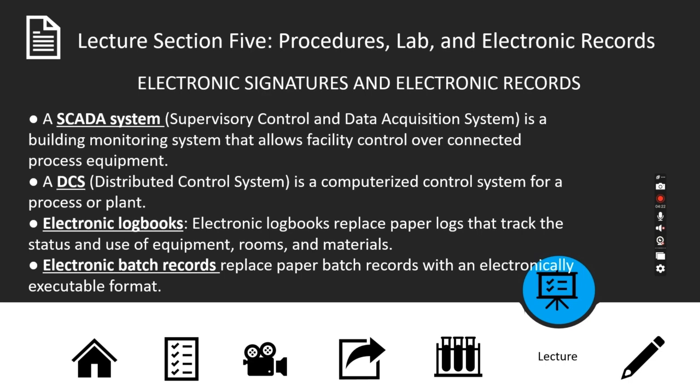Electronic systems and records. These are examples of different systems that different pharmaceutical companies will use. It just depends on where you work and how they choose to document.